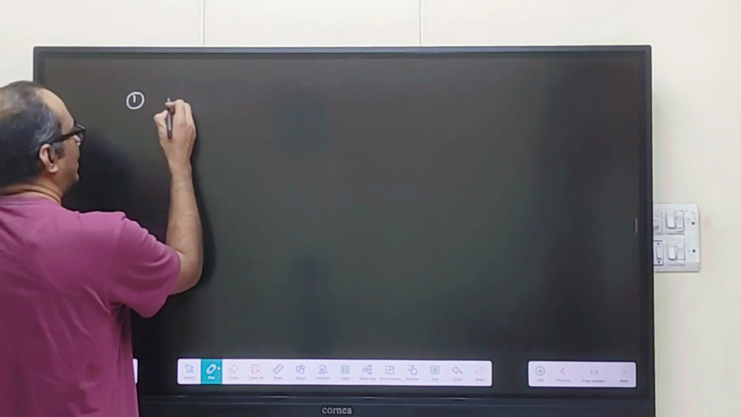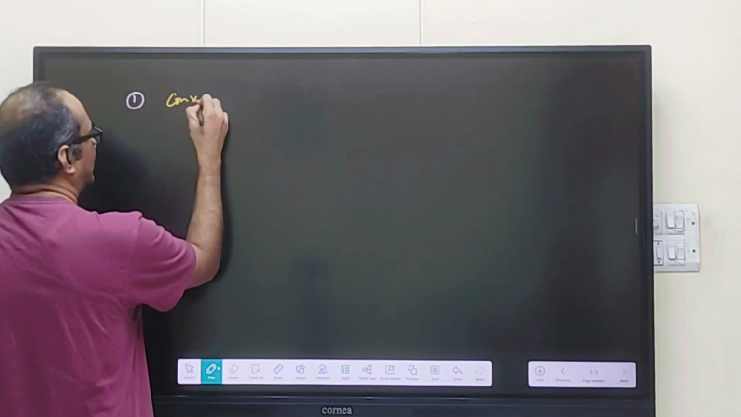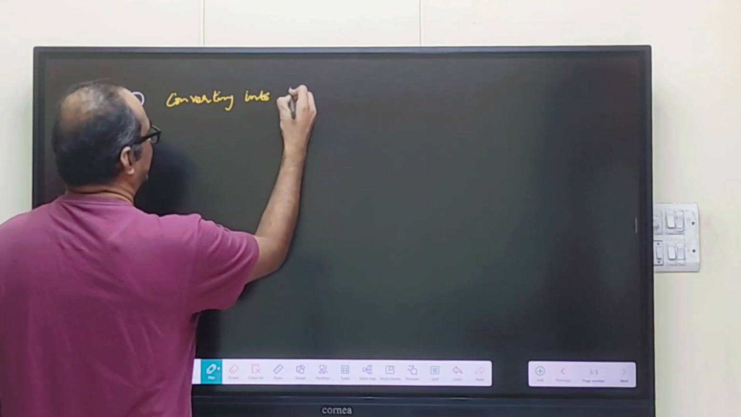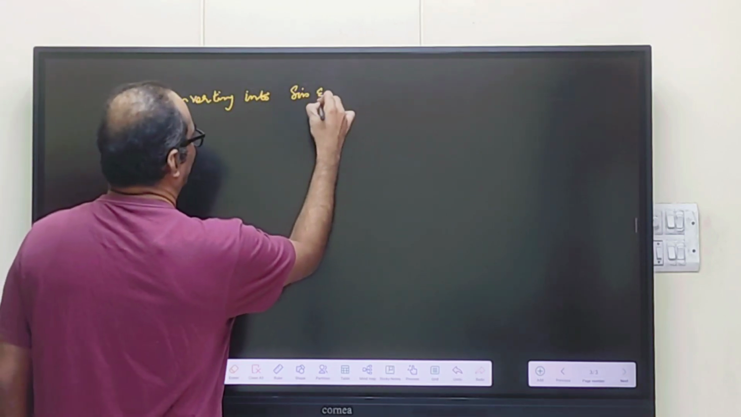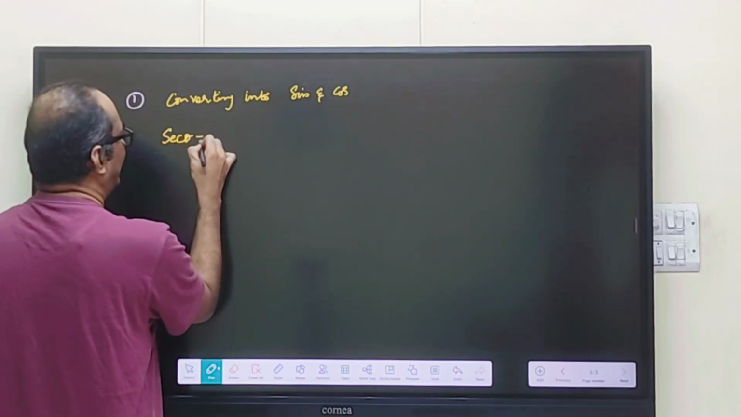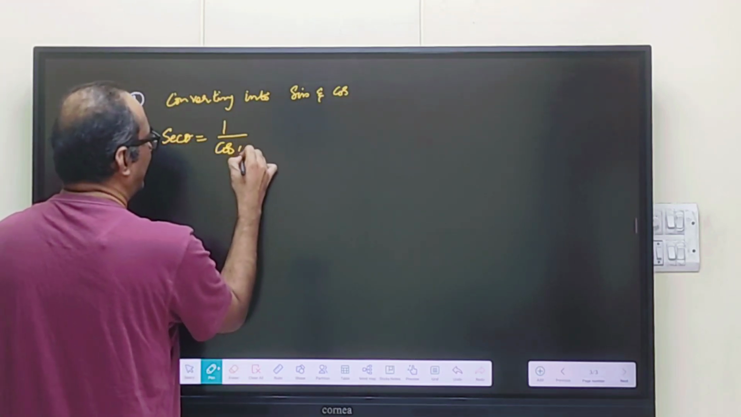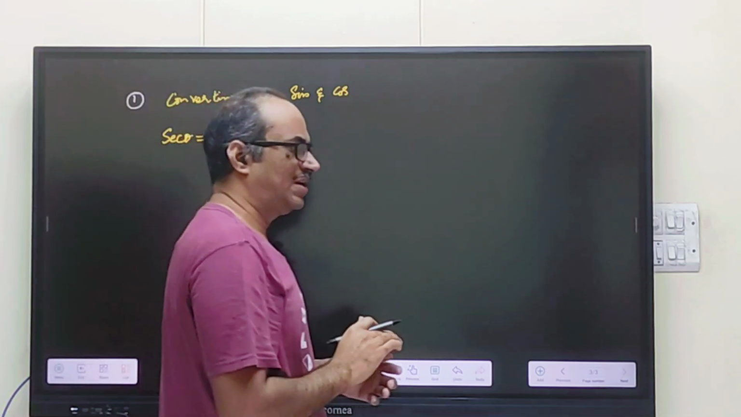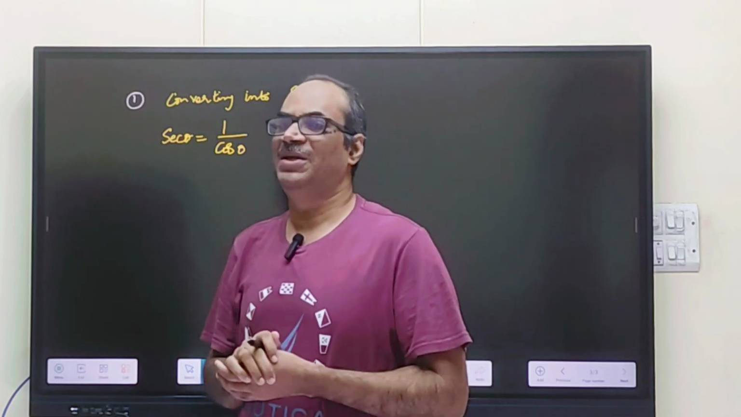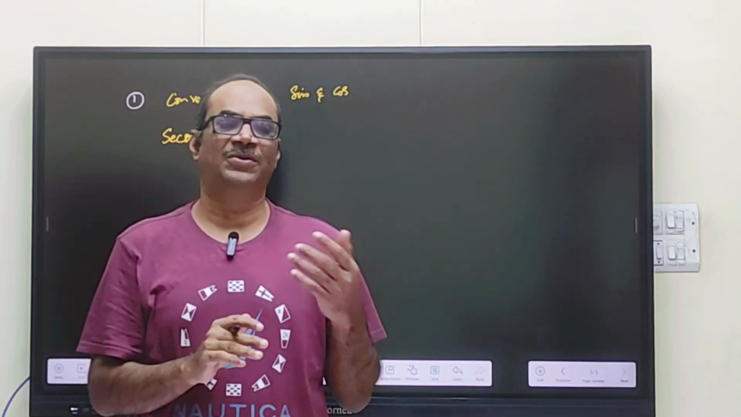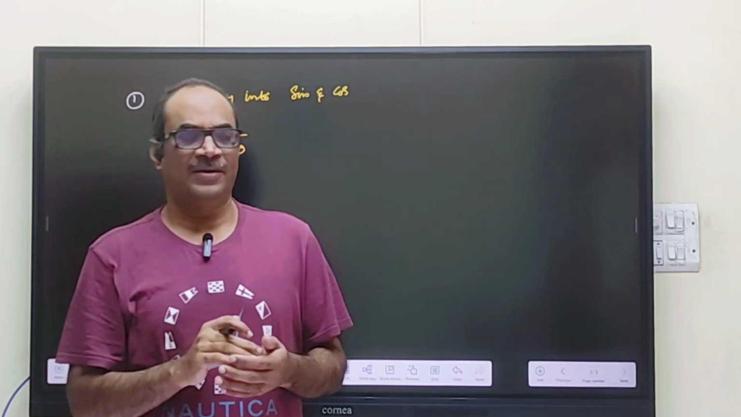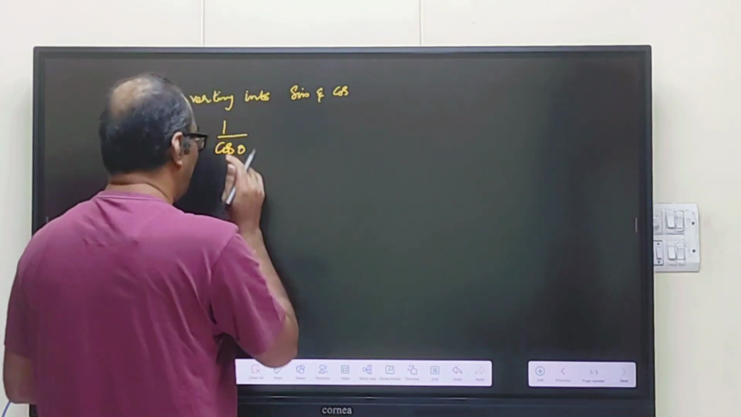So the first rule is converting into sin and cos. What is the meaning of that? If you have secant theta, write it as 1 by cos theta. 95% of times the problems can be solved by converting them into sin and cos. But one or two problems will be there where you have to expand or use either identity to solve the problem in a simpler manner. So 95% of the times we can do this.